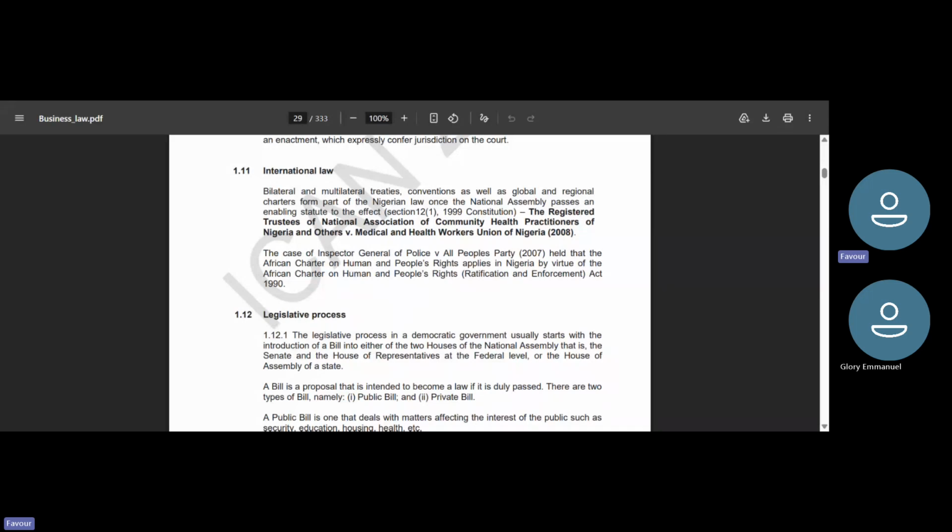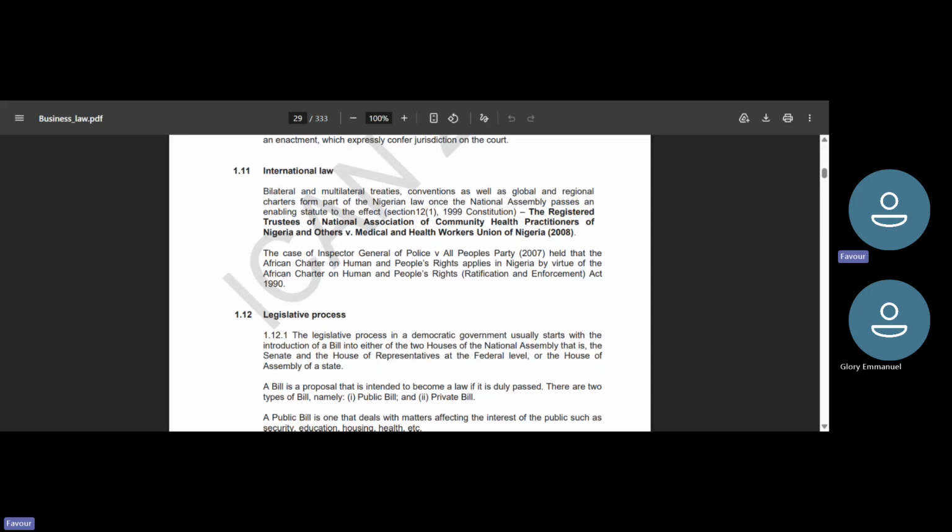So bilateral and multilateral treaties, as well as conventions, as well as global and regional charters, form part of the Nigerian law once the Nigerian National Assembly passes an enabling statute to that effect. So it's just like saying international laws that are not for a particular country form part of Nigerian law when the National Assembly has passed an enabling statute to that effect.